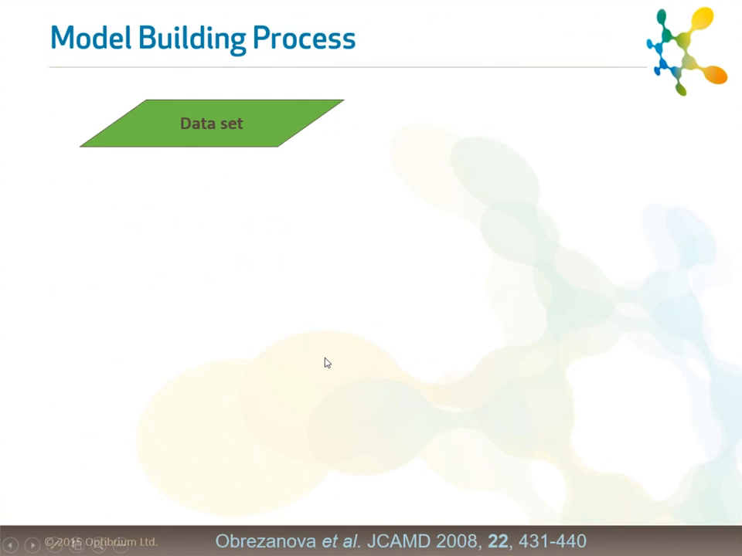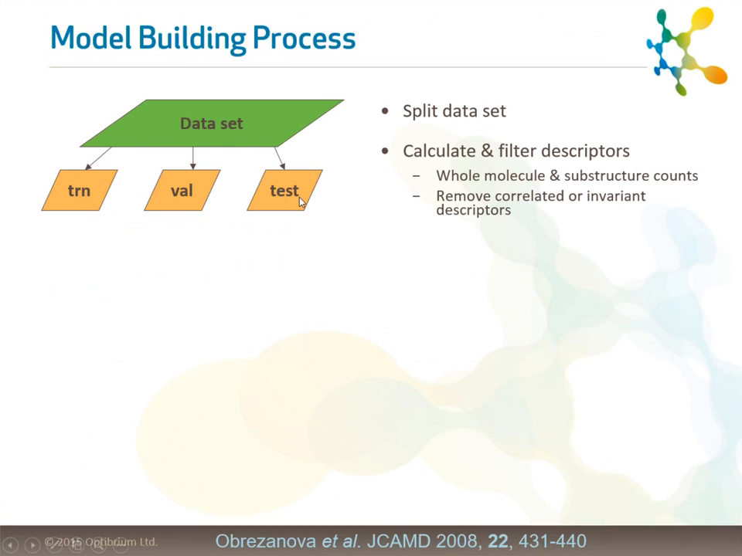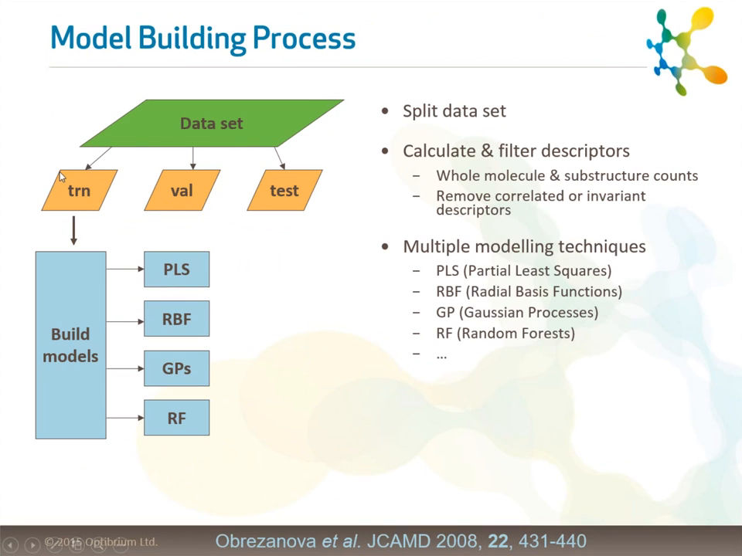So in terms of model building, as I mentioned, it all starts with a data set. To be absolutely rigorous, we split that data set into 3 independent sets. We call them the training, validation, and test sets. Then we can calculate a whole range of descriptors, whole molecule, substructure counts, and so on. You can also clean these descriptors up by removing highly correlated descriptors or invariant descriptors that have no information about the difference between molecules in your data set.